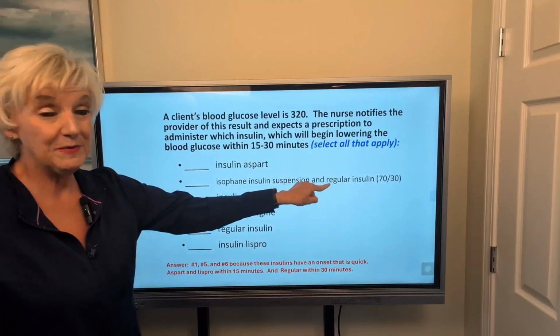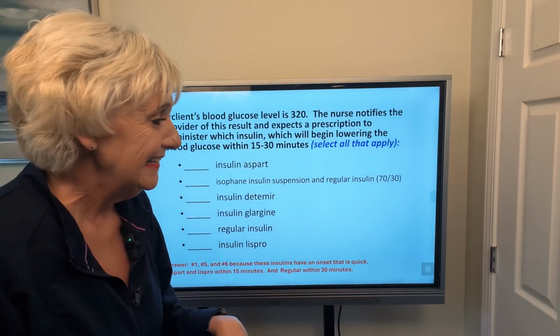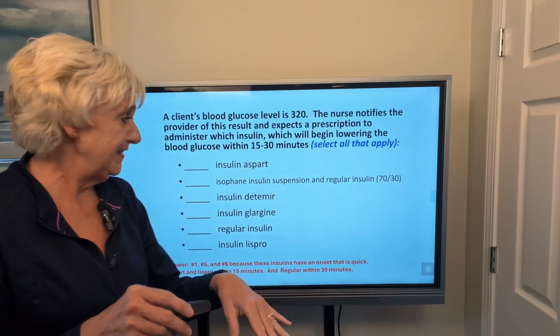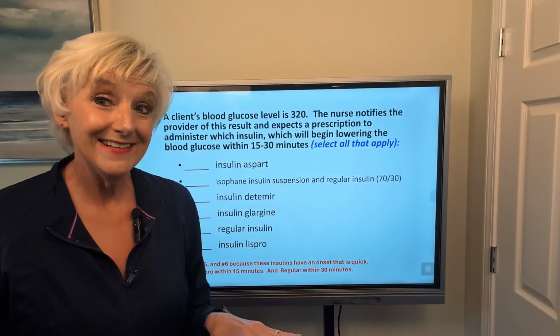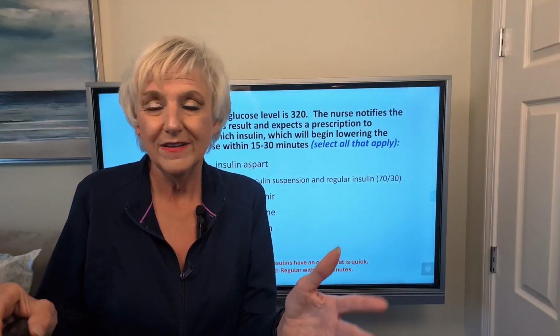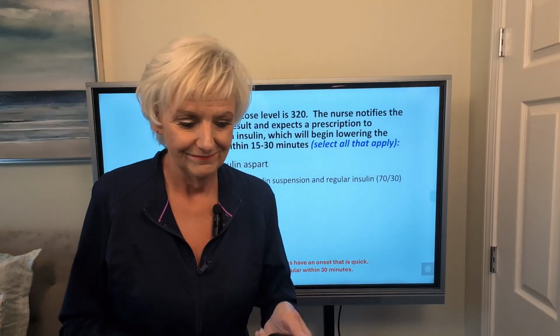Isophane insulin suspension and regular insulin 70/30, that's an intermediate acting insulin. That won't kick in until 2-3 hours after you give it. Insulin detemir and insulin glargine are long-acting insulins, and they don't peak at all, and they have a 2-hour onset, and we want to get that sugar down now. Okay, let's go.